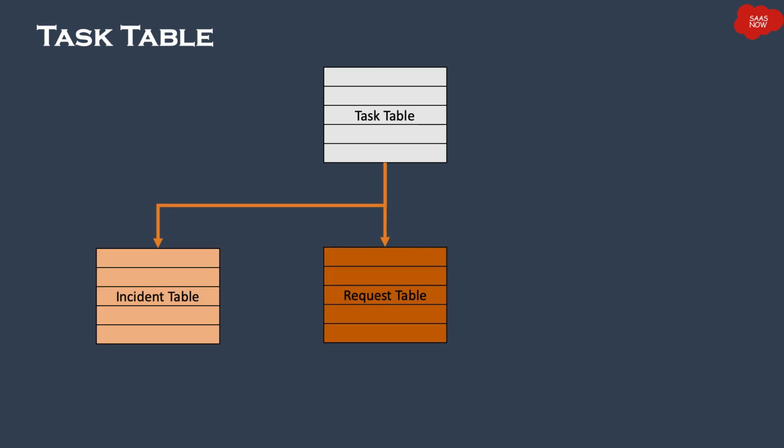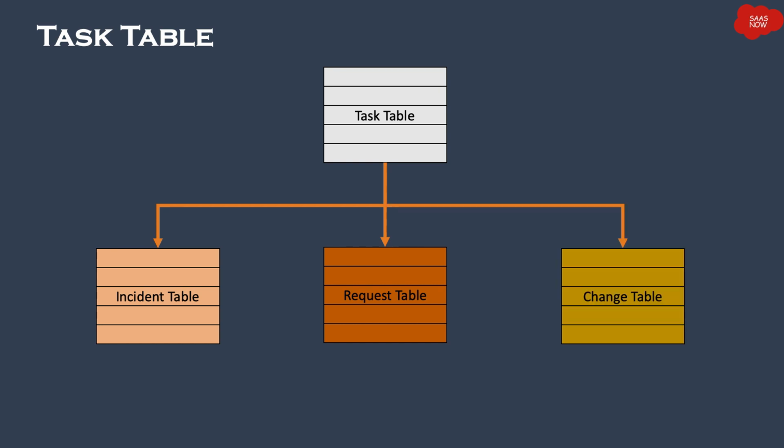Task table. The task table is one of ServiceNow's core tables. Any table which is a type of task is mostly extended from task table, like incident table, request table, and change table. We have other tables as well, which are extended from task table, like problem table, request item table. All these tables are basically kind of a task which has to be assigned to someone so the people can work upon it.